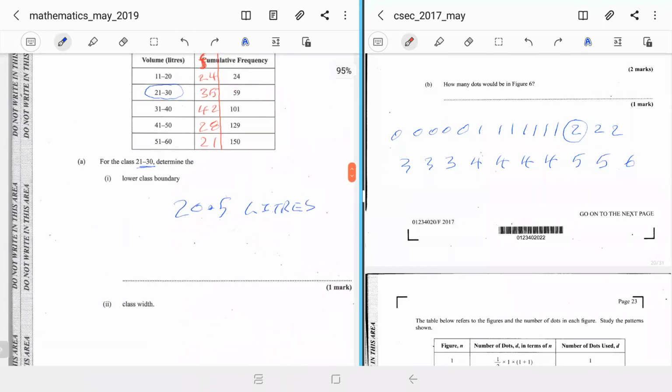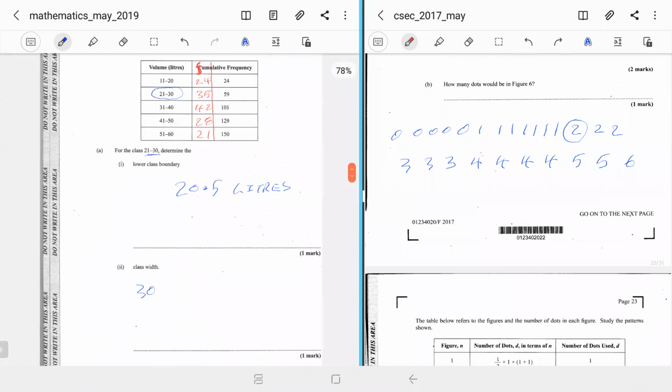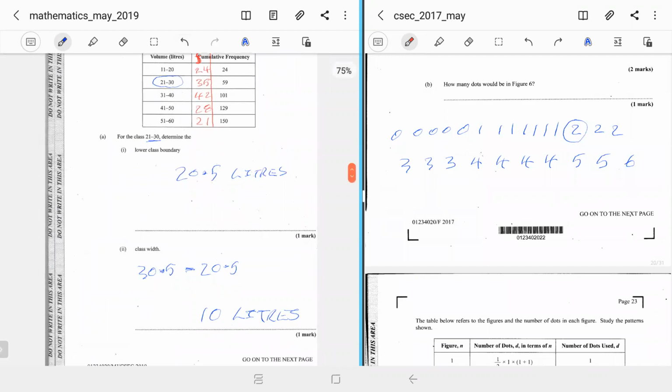But if you want to show some calculation, it is the upper boundary minus the lower boundary. The upper boundary will be 30.5, minus the lower boundary, 20.5. See? 30.5 minus 20.5 is still 10. So you're going to write 10 liters. 10 liters is the class width. But you could know it's 10 without doing any calculation, because everything is going up by 10. And the midpoint values will also go up by 10 if you're showing midpoint.